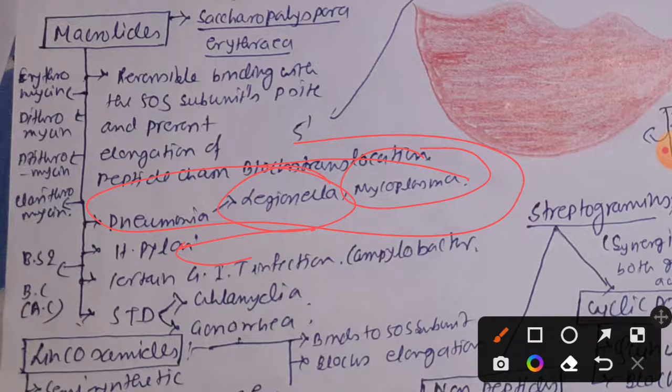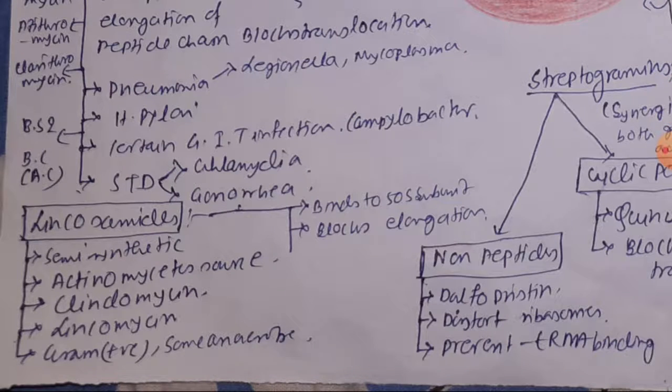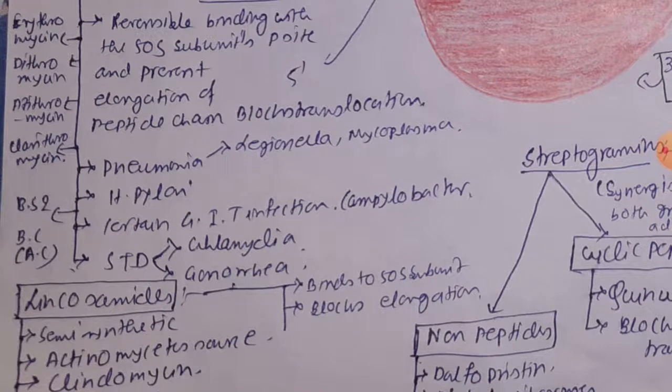It can also prevent certain gastrointestinal tract infections caused by Campylobacter and also some sexually transmitted diseases, for example chlamydia, gonorrhea. Examples are erythromycin, azithromycin, dithromycin, clarithromycin.